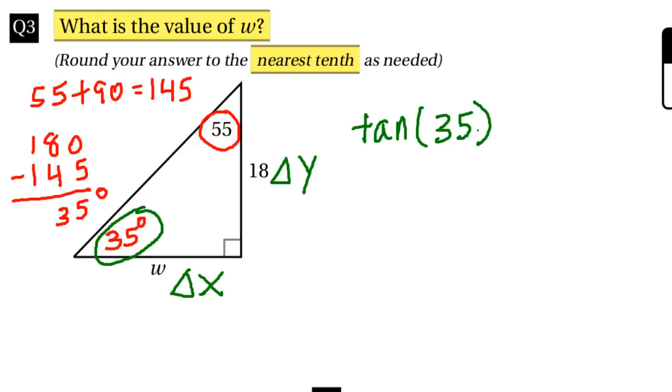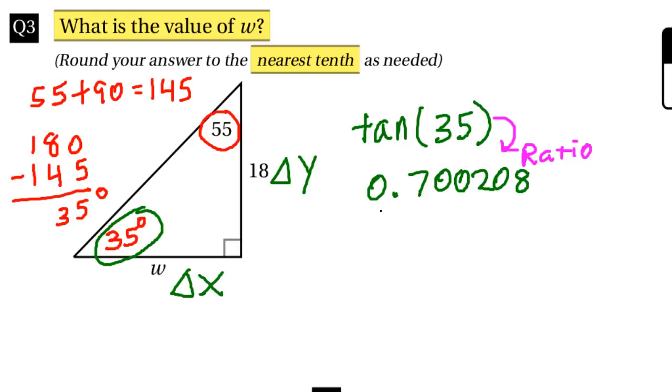And we found that the tan of 35 on the calculator is about 0.70020, and then there's a 7 with a 5 right after it, so I'm going to write it as an 8. Now, taking a look at what we do with this, we say this is the actual ratio. So if I put this over 1, I can then say, okay, this right here has to be delta y on the top, which is going to be 18, over my delta x, which is now w.